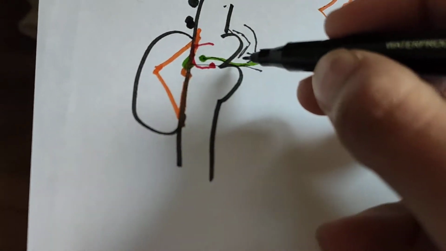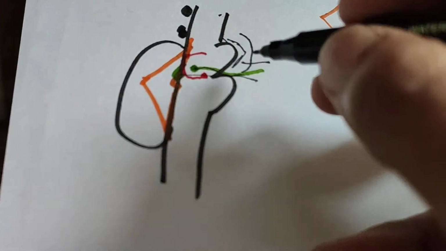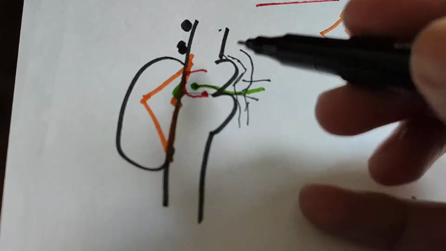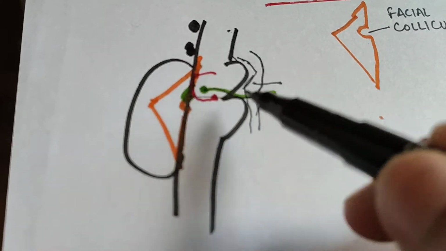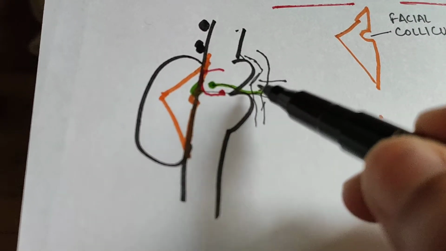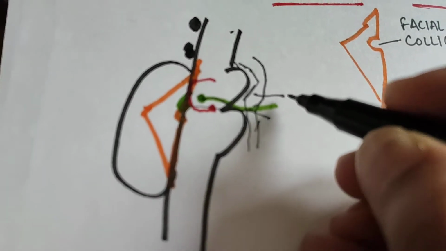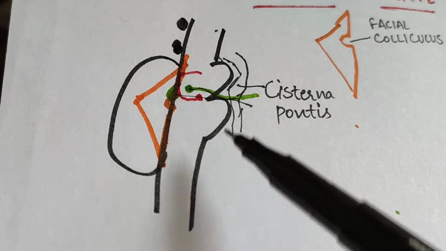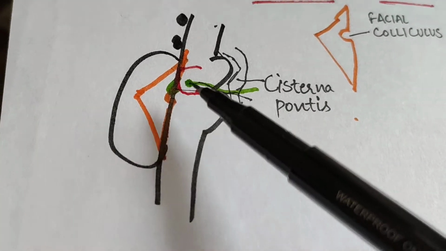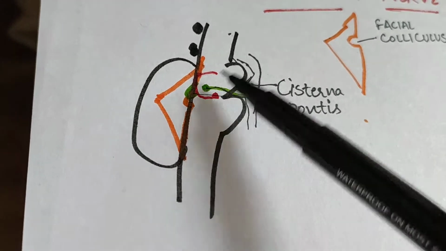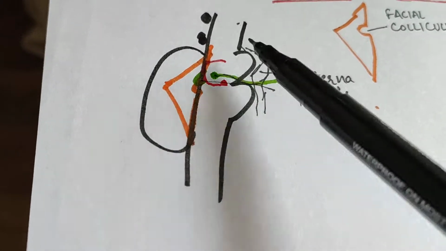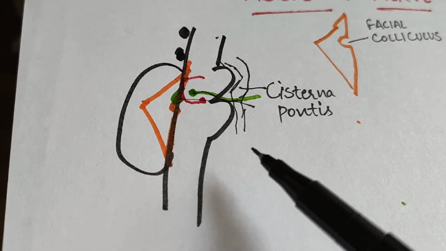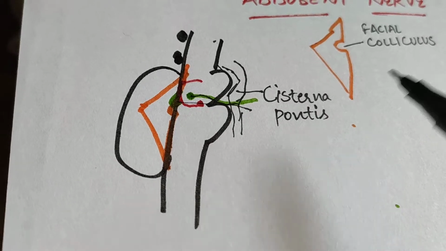Firstly it will go into this subarachnoid space. Since this nucleus is in the pontine region, this cistern is a CSF-filled space, so it is known as the cisterna pontis. The cisterna pontis is a CSF-filled subarachnoid space in which the sixth cranial nerve emerges after coming through the pons. And then after reaching the cisterna pontis, it moves upward along the clivus.